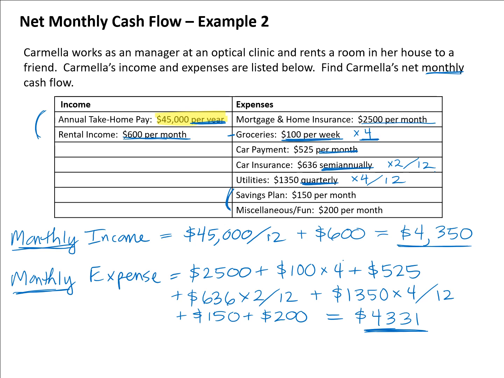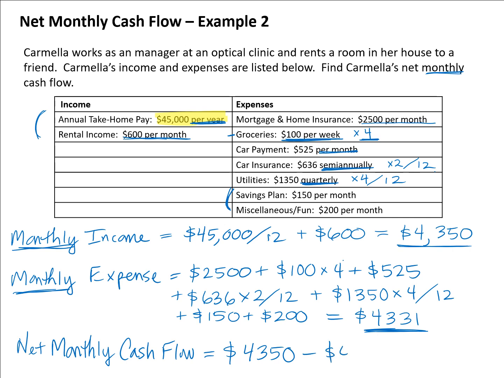So once we have monthly income and monthly expenses, we can go ahead and find her net monthly cash flow by subtracting them. Her net monthly cash flow is always going to be her income minus her expenses. So we'll start with income, $4,350, and then her expenses, $4,331. When we subtract those two, we get a positive $19. It's positive, which means that she's got extra money left over each month to do with as she will. So she's not going into debt.